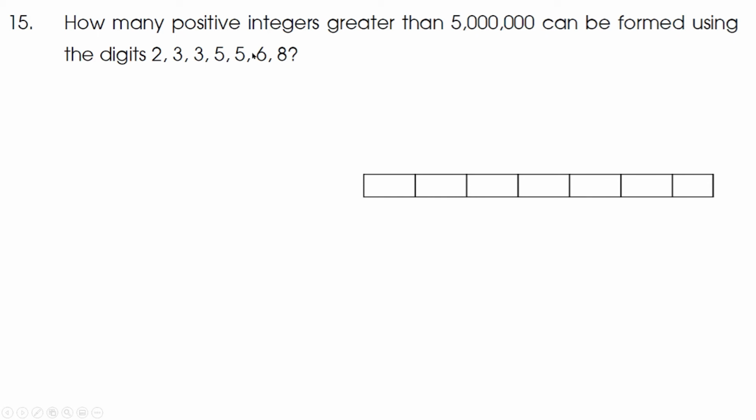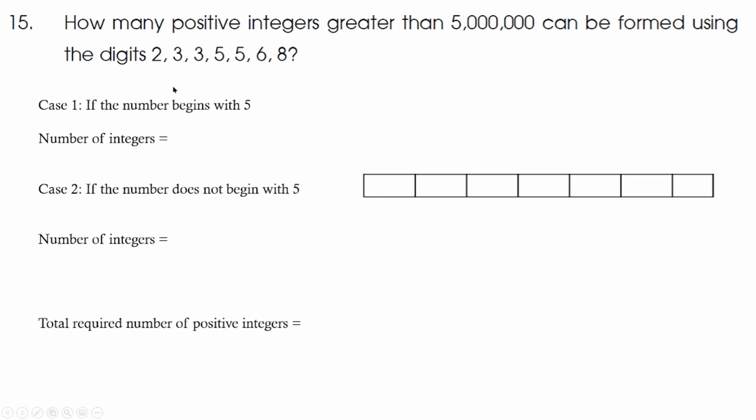Next question: how many positive integers greater than 50 lakhs can be formed using the digits 2, 3, 3, 5, 5, 6, 8? Here, to find the number of positive integers greater than 50 lakhs which can be formed using these digits, we have to consider two cases. The first case is when the number starts with 5, and in the next case the number starts with 6 or 8. One more point we have to notice: here 3 is repeated and 5 is repeated.